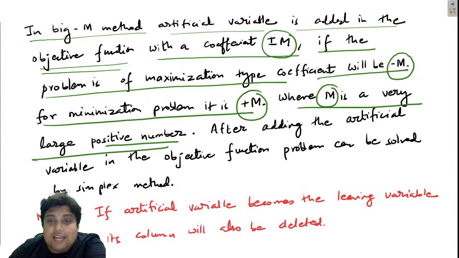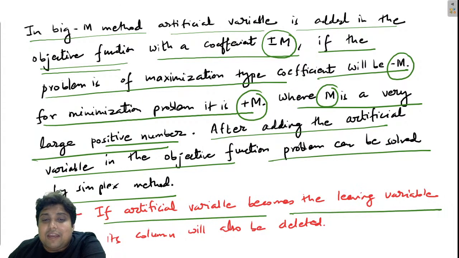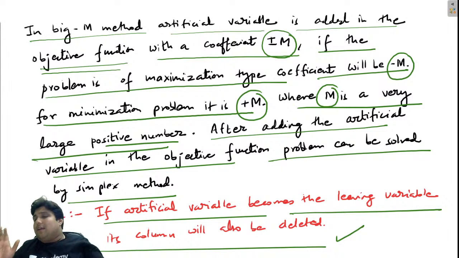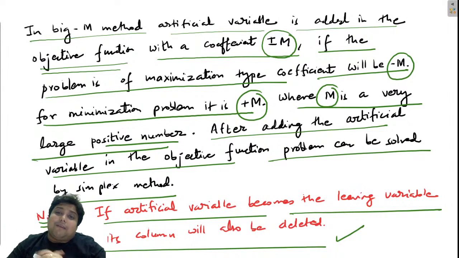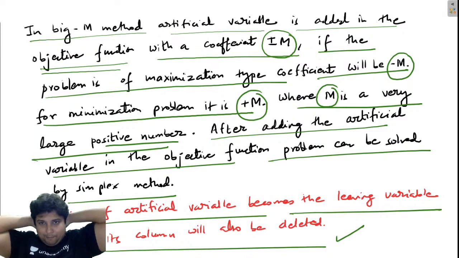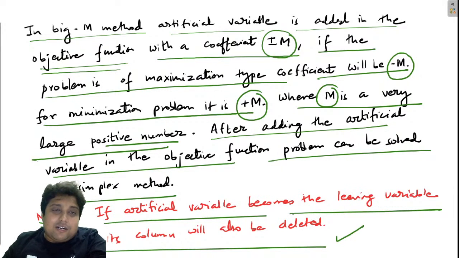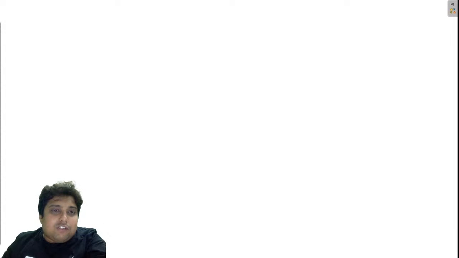Now it says that after adding the artificial variable, you can solve the problem by the simplex method. Just remember one note point: if an artificial variable becomes the leaving variable, its column will also be deleted. I hope you got my point. Now let us solve this question using the simplex method.